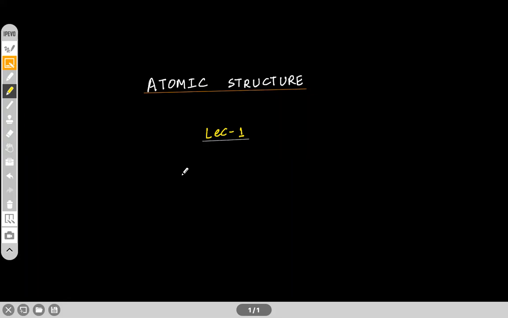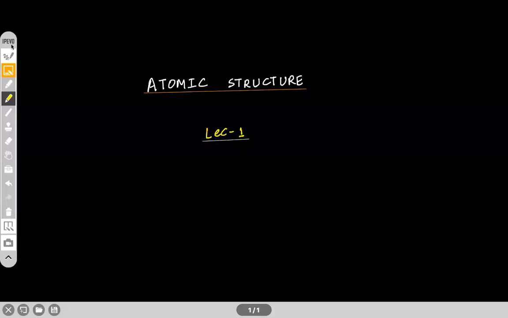So guys, today we are going to start a new chapter, and that is atomic structure. Last class we finished general organic chemistry. This is the second chapter of physical chemistry. In the first chapter, some basic concepts, we have discussed. That is the second part of that, and the mole concept two we'll discuss after periodic properties.